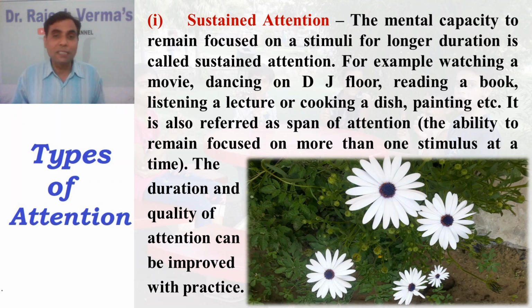What is span of attention? The ability to remain focused on more than one stimulus at a time, simultaneously. When you attend to more than one stimulus, that is your span of attention. Suppose you can attend to three stimuli at the same time, this means your span of attention is three. We have a tachistoscope to measure the span of attention.